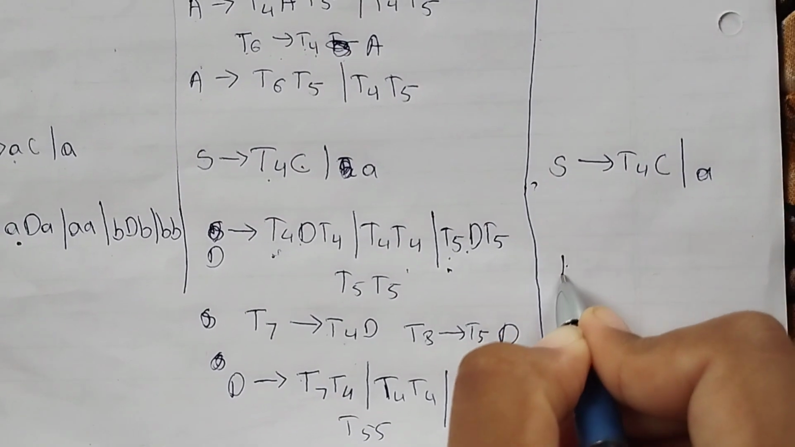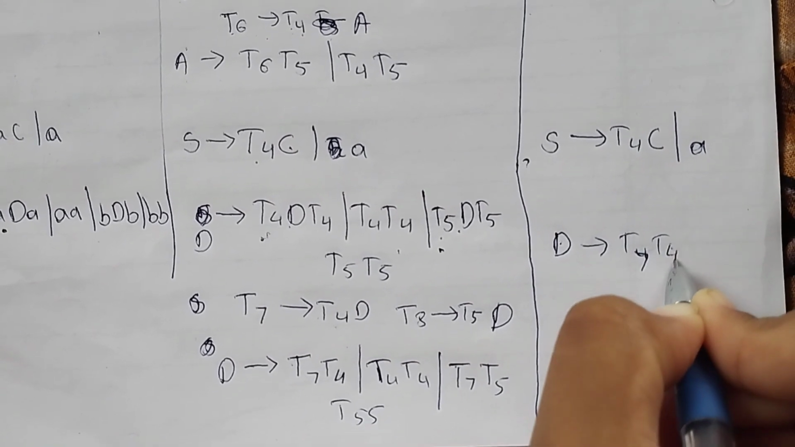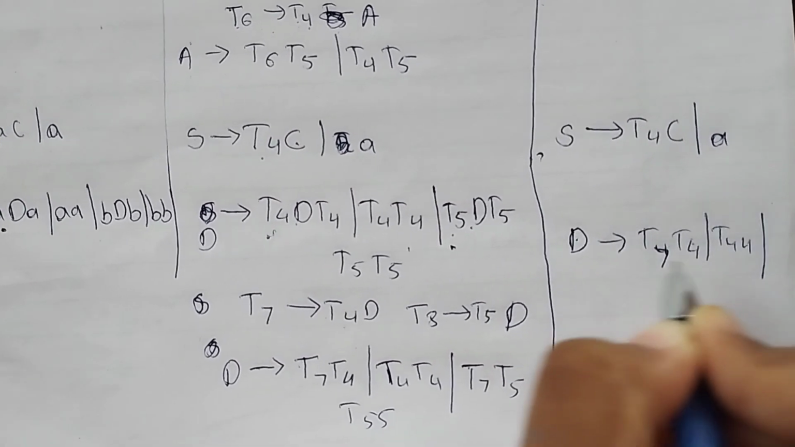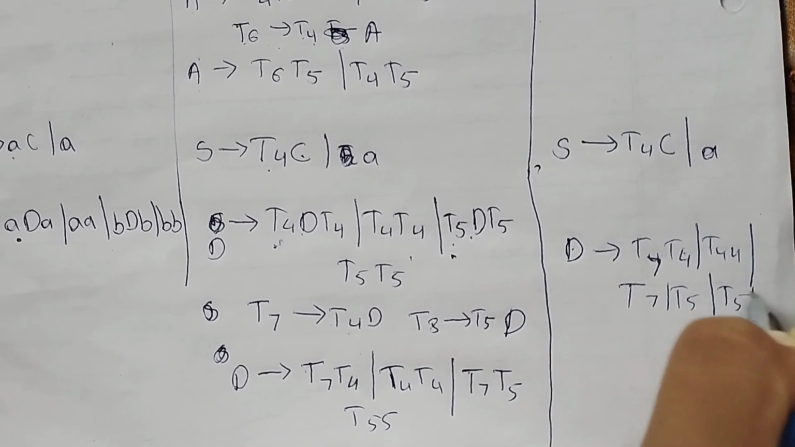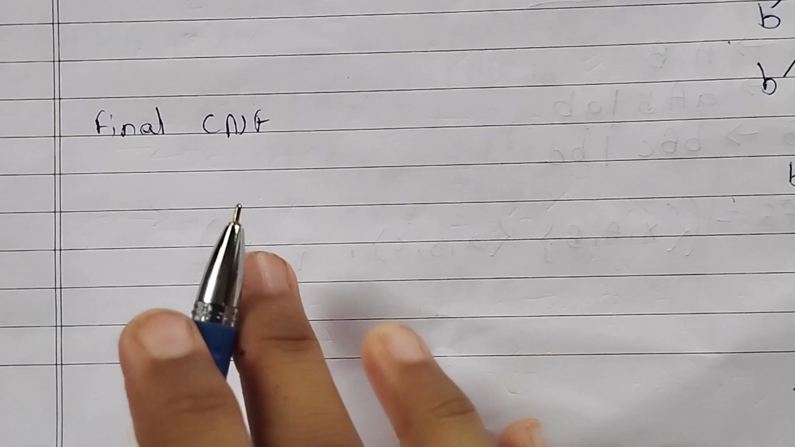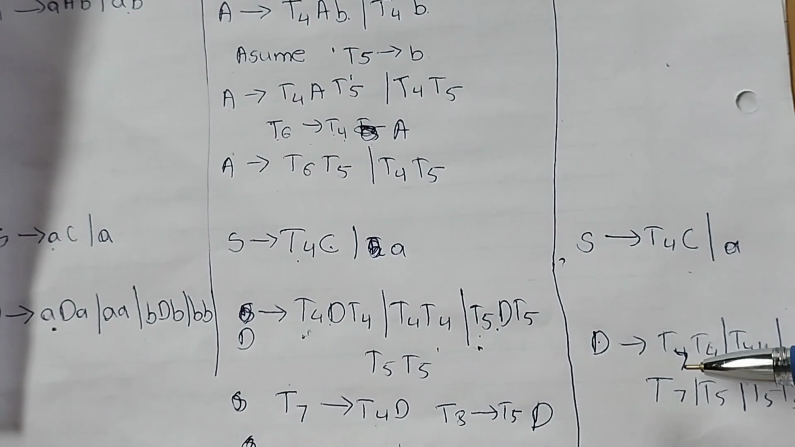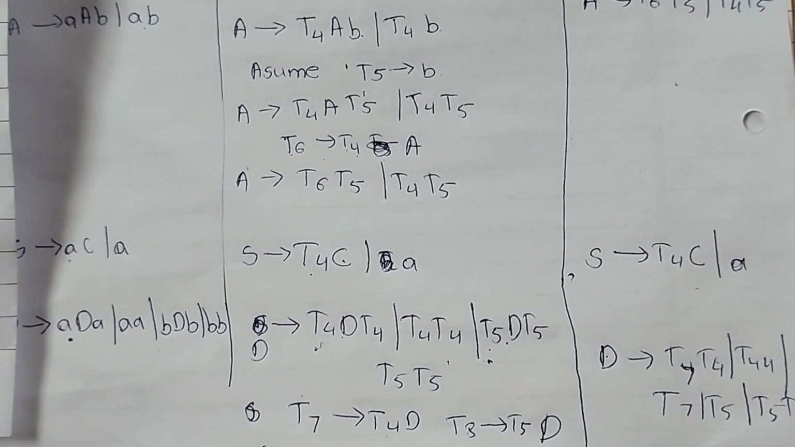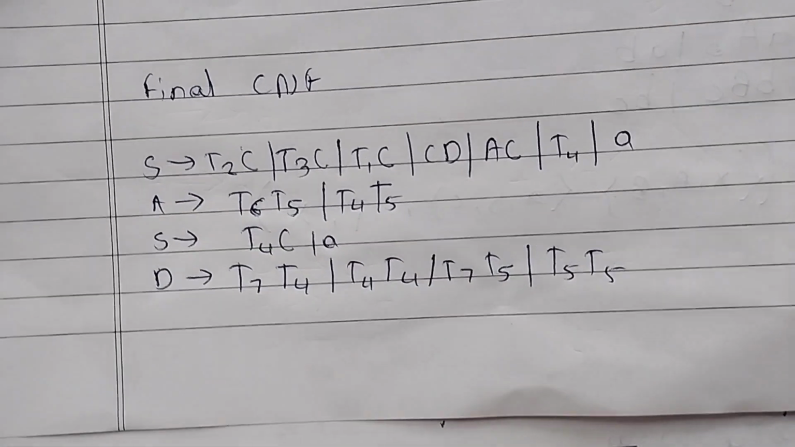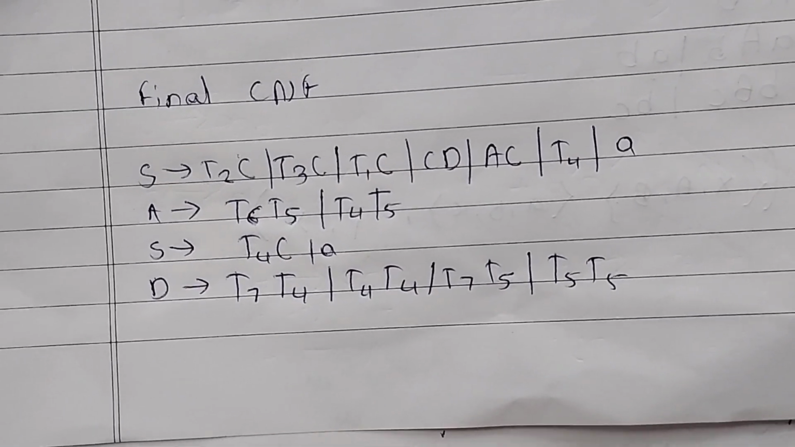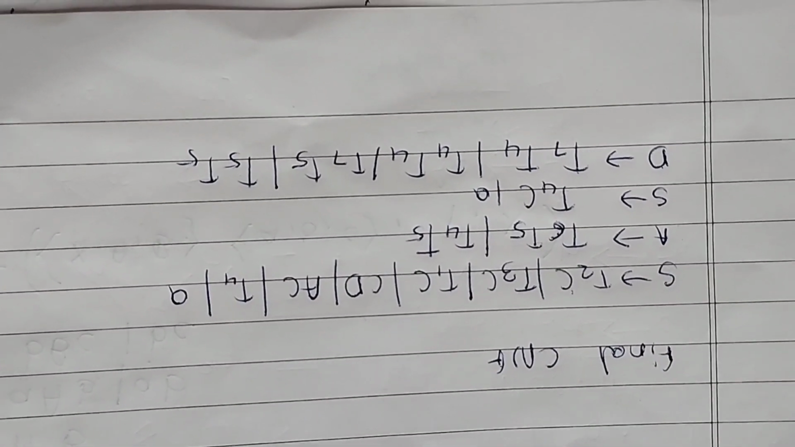So we write here D reads T4 T, T7 T4 or T4 T4 or T7 T5 or T5 T5. Whichever productions we get in the final CNF, we write all in one sequence. So this is our final CNF. All these productions we calculated in the previous table. So I hope you all get the idea of how we convert the CFG into CNF.